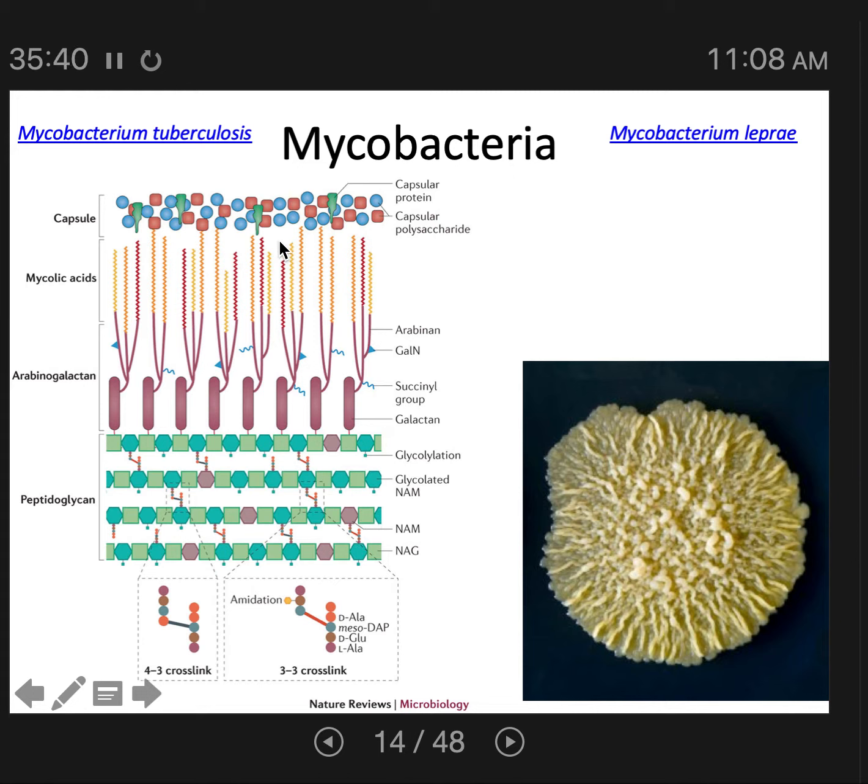Okay? So the mycolic acids are the biggest part of this. The mycolic acids, this is lipid. It's a wax. Wax is a solid lipid. So you'll notice that if you wax your skis or you wax your car, it's hydrophobic, right? It causes the water to bead up and fall off. Well, this is a wax. So it's a kind of lipid, but it's not a lipid bilayer, okay?